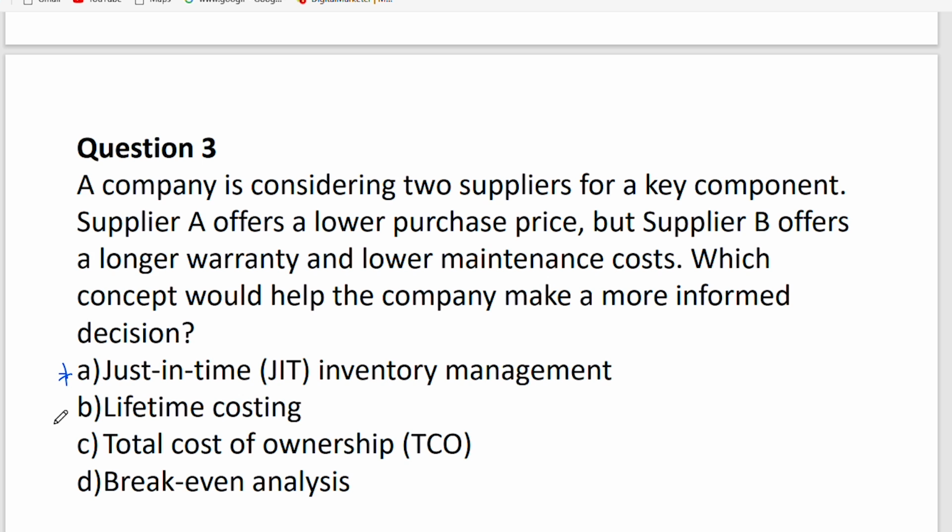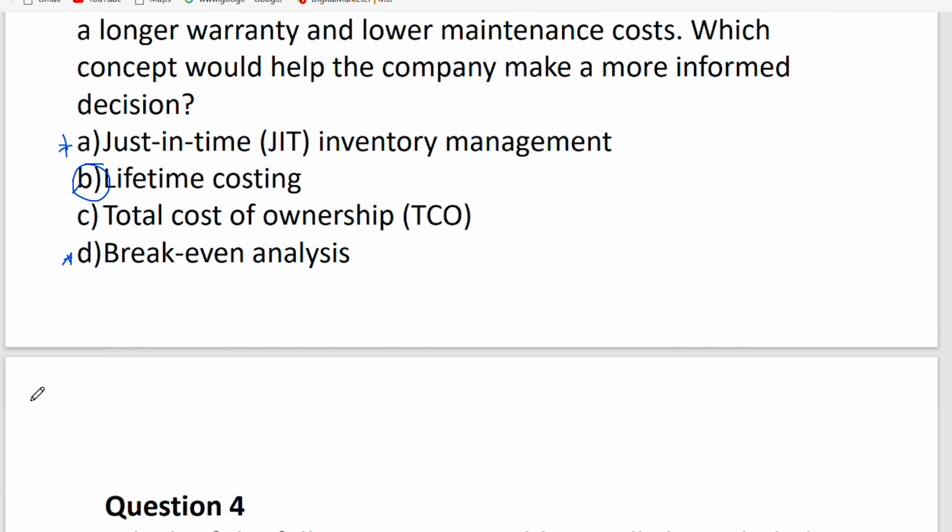Lifetime costing, total cost of ownership. Break-even analysis just tells you how much you need to produce so that you break even and then make profit. So there you have a problem between B and C. And well, the answer is actually B, lifetime costing. Total cost of ownership is just how much does it cost for you to have that thing, from the idea conception all the way to when that thing got to you. But then there are these other things all the way to disposal. So lifetime costing will help you to decide between those two suppliers.